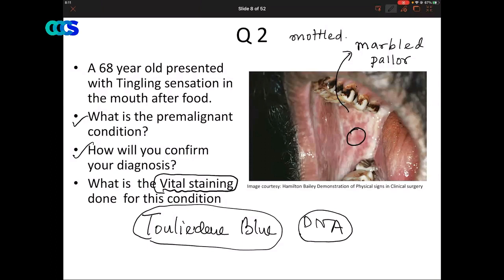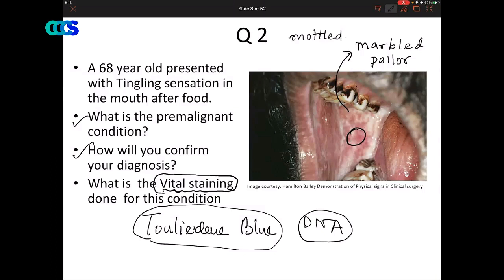Dr. Ravi and Dr. Alkama have the same question: can it be methylene blue staining instead of toluidine blue? I am not very sure about methylene blue in the oral cavity as a vital stain. I will not be giving you marks for that, because toluidine blue has a very strong affinity for DNA. Methylene blue, no, I will not be giving you.